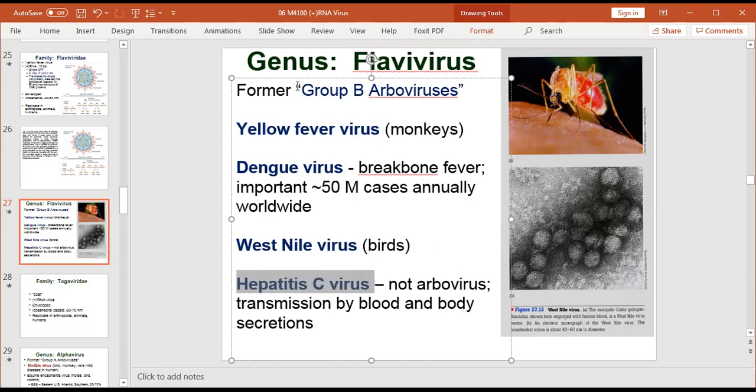Remember at the beginning, I said that these flaviviruses were formerly called group B arboviruses. So these are arboviruses that need an arthropod during the process of their life cycle. However, hepatitis C is not an arbovirus. Its transmission is done by blood and body secretions.